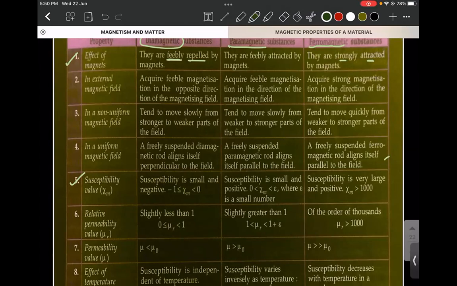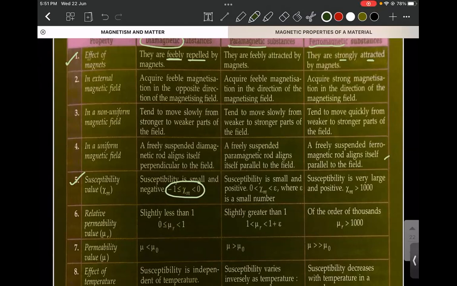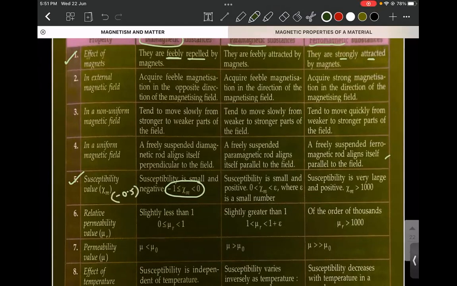When you talk about a diamagnetic substance, the susceptibility is generally negative. It is between -1 to 0. It's a small value though. From an exam point of view, how they will ask is, the susceptibility of a material is -0.5. What kind of a substance is it? The answer will be, it's a diamagnetic substance.